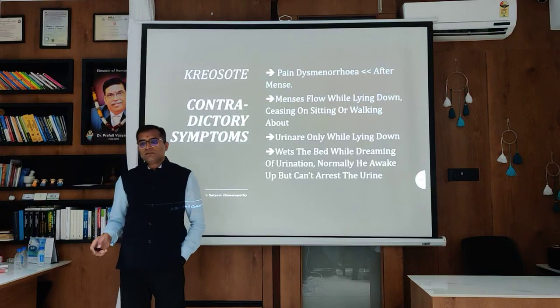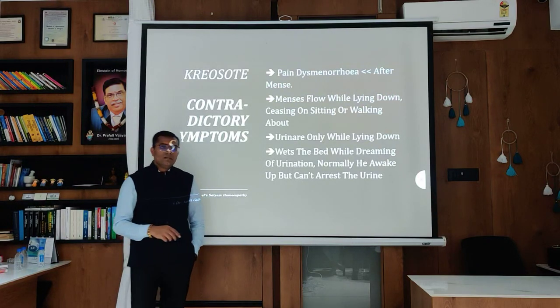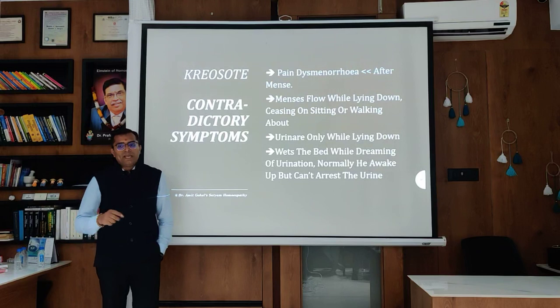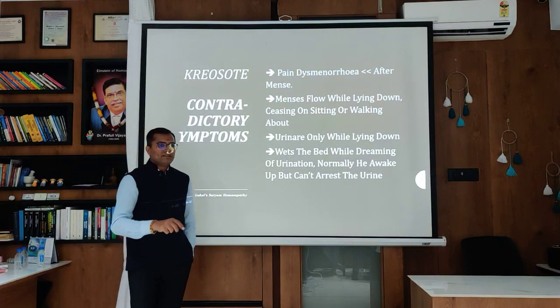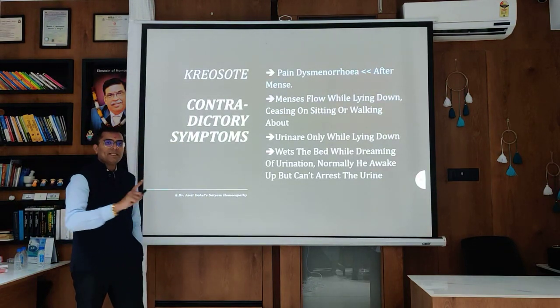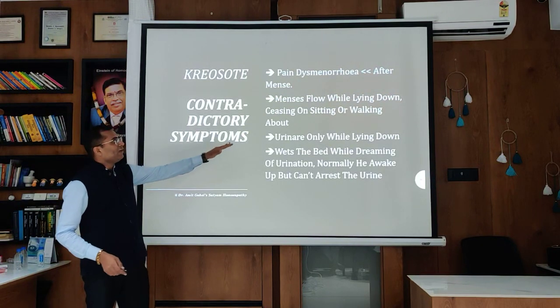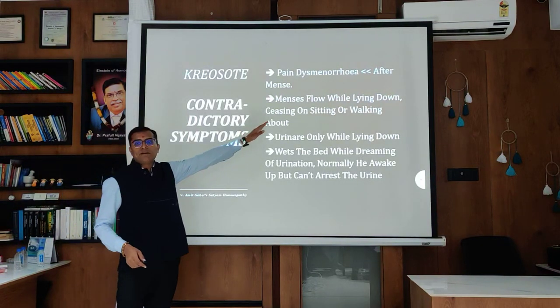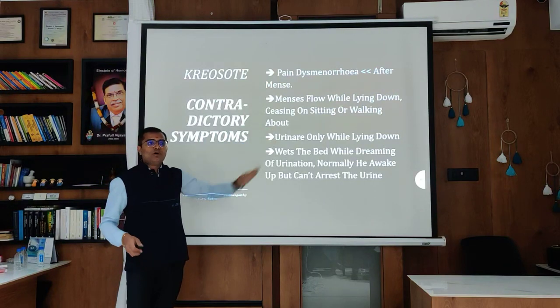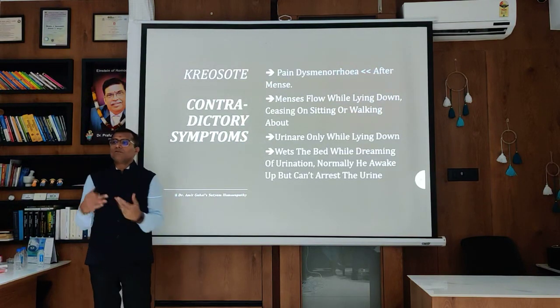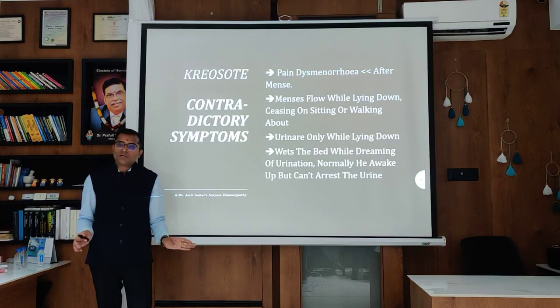What are the contradictory symptoms of creosote? Like Ignatia, the pain, dysmenorrhea, aggravates after menses. Dysmenorrhea happens before menses, but it always aggravates after menses. So the flow occurs when lying down, so there is no law of gravity here. Flow when lying down; when standing and walking, flow stops. This is contradictory, like Ignatia.